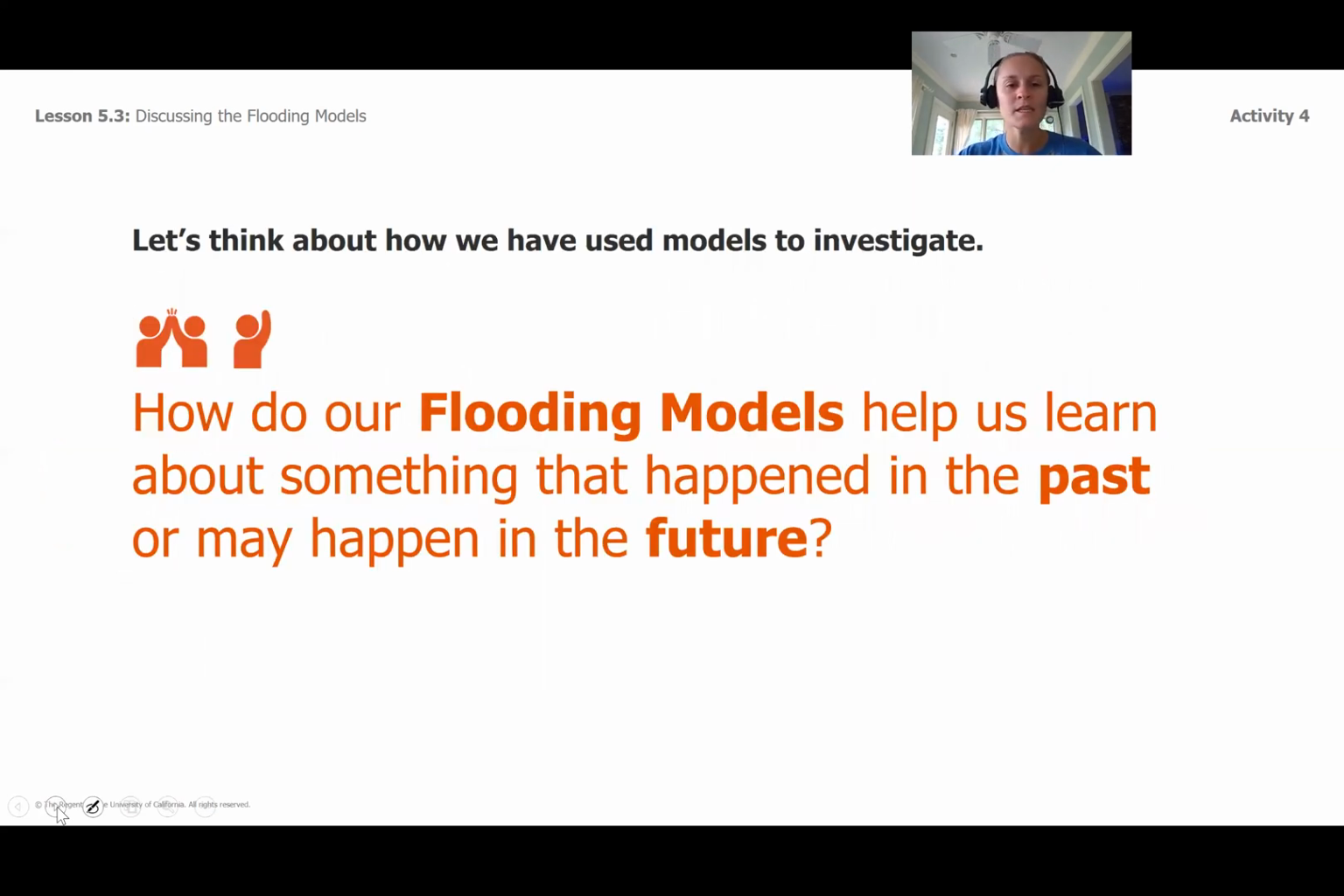So let's think about how we've used models to investigate. How do our flooding models help us to learn about something that happened in the past or may happen in the future? So we decided to use our models of flooding and rain because we couldn't go to Carver and Woodland and make it rain there to test the flooding, right? And we couldn't take away the different items of each test and difference to see what was actually causing it, right? So we decided to use the model so that we could individually test each difference, right? We tested the surface material by itself and we realized that is what was making it flood.